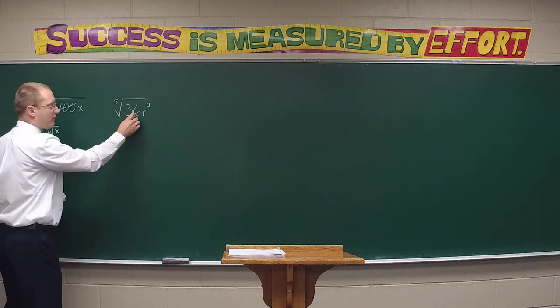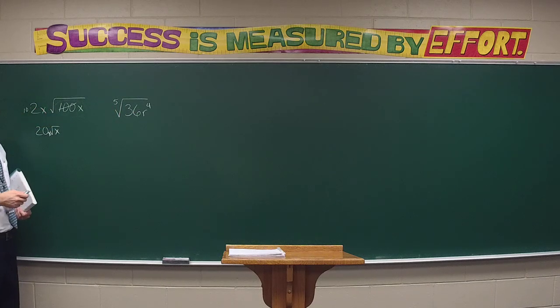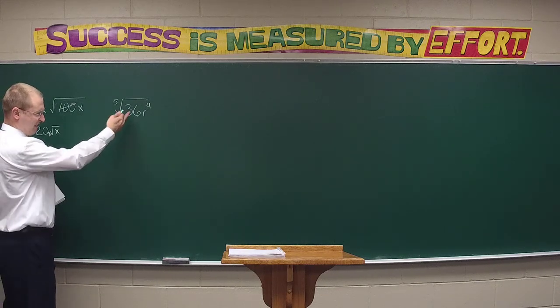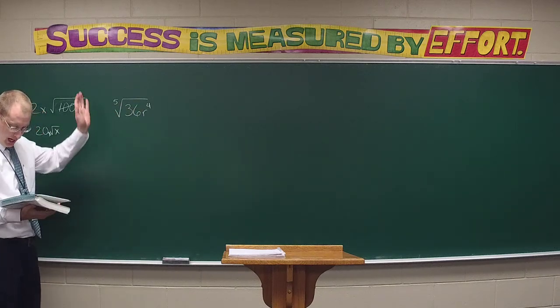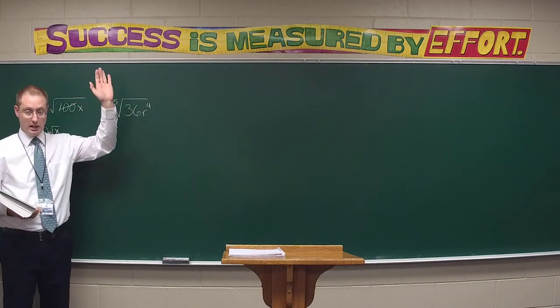Are there any rational fifth roots inside 36? No. 32 would be a rational fifth root, right? Fifth root of 32 is 2. That's not a factor of 36, and 5 doesn't go into 4, so we're done. There's our answer. How many got it and left it there on number 20?